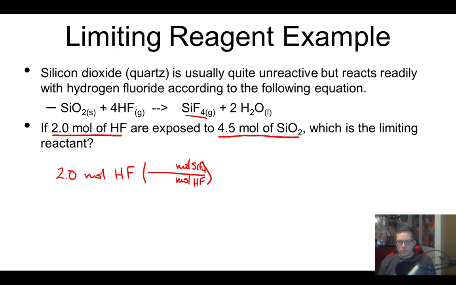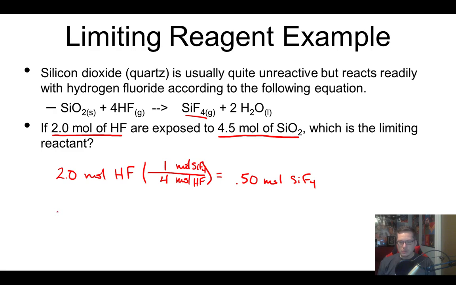All right, it's a 4-to-1 ratio. 4 goes with the HF because that's the coefficient right there, and then 1 goes with the silicon tetrafluoride. And that's it because we're in moles of silicon tetrafluoride. So we take 2 divided by 4, we get 0.50 moles of silicon tetrafluoride. So if all of our hydrofluoric acid reacted, that's how many moles of silicon tetrafluoride we'd make.